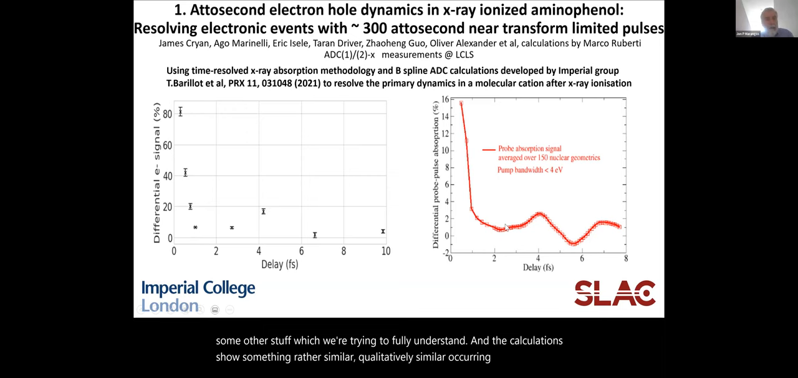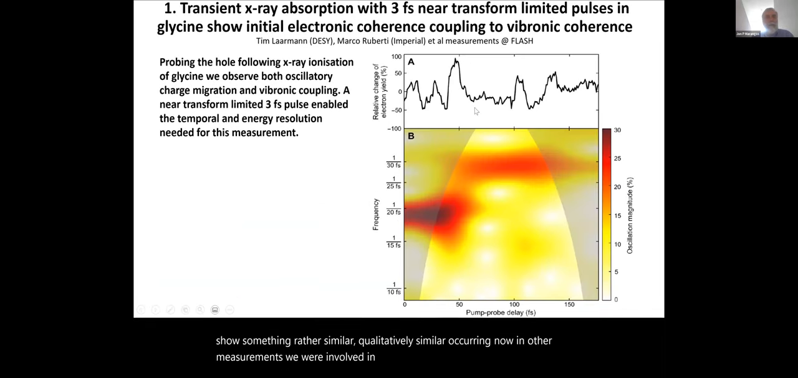Now, in other measurements we were involved in with Tim Laarmann's group at DESY, we looked at the glycine molecule and saw evidence for initially fast electronic oscillations, followed by coupling to vibronic states. So this is evidence of what one might call attochemistry. You start with purely electronic superposition states, which then drive vibrational states and the motion of the nuclei.